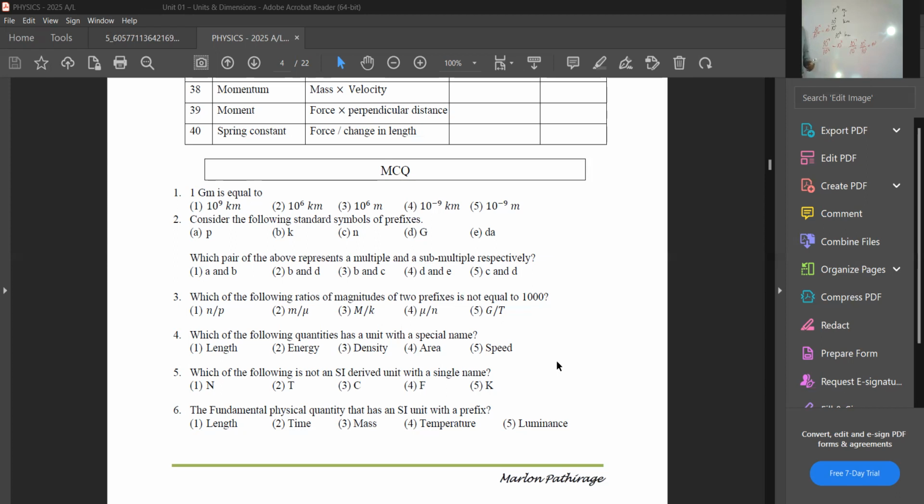So what would be my answer? Fifth one, no? Fifth one. So giga over tera. Giga means 10 to the power 6, tera 10 to the power 9. So the answer is equal to 1 over 1000, not 1000. It is equal to 1 over 1000. So that is not equal to 1000. So my answer is answer number 5. Okay.